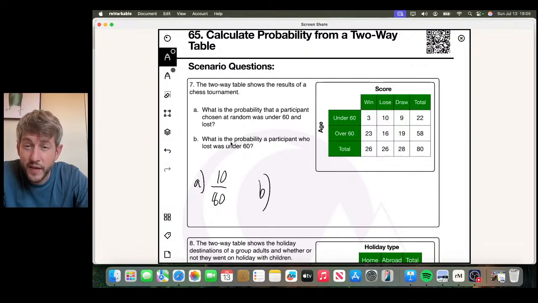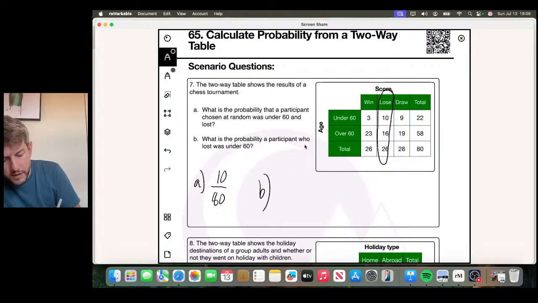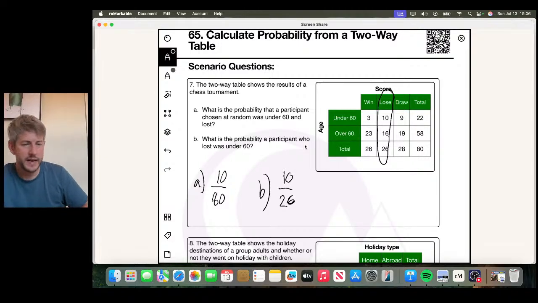And then we've got B here. What is the probability that a participant who lost was under 60? Okay, so we're looking at the losers. What was the probability they were under 60? Okay, right, here we go. So that is going to be 26 it's out of, and then 10 of them lost. So there we go. So 10 out of 26.